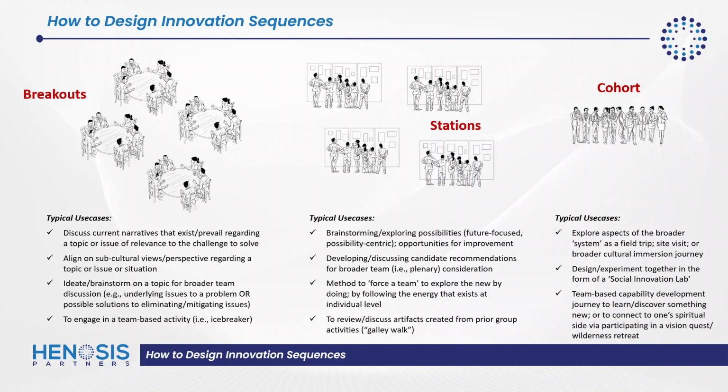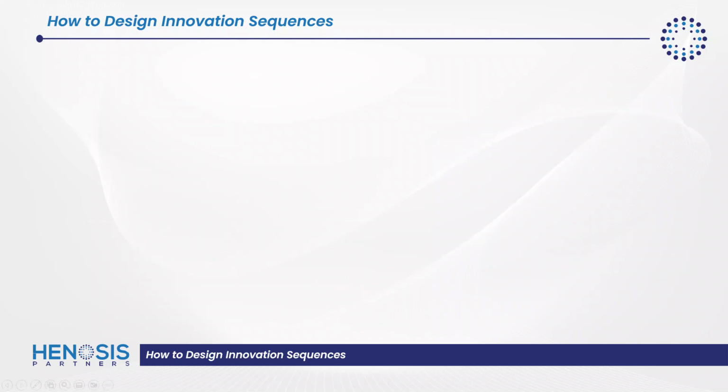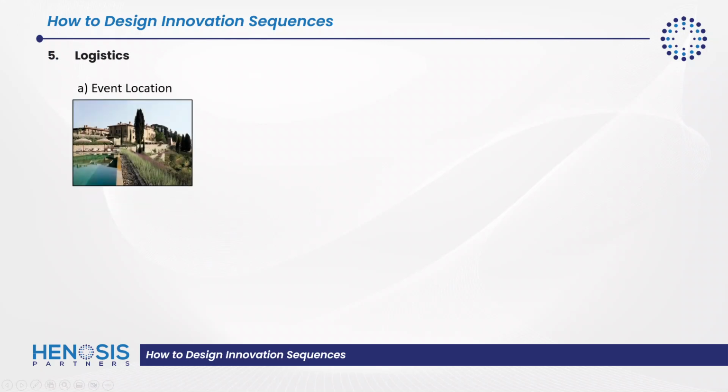So when you design your innovation sequences, you should consider all of these different ways that individuals could connect or participate: individual, pairs, circle, panel, breakouts, stations, and cohorts. Next, one must consider the logistical elements of an innovation sequence. And the first thing that we consider is event location. Regardless of the type of complex adaptive challenge that you're trying to solve, event location matters. I often recommend picking a serene location off-site that will allow for hard thinking to occur.